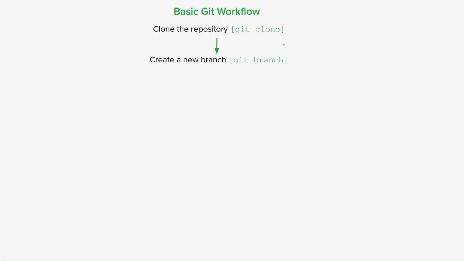You can also create a new branch after that. If you're working on a new feature or fixing a bug, you should create a new branch so that you don't affect the main branch. This can be done using the git branch feature.